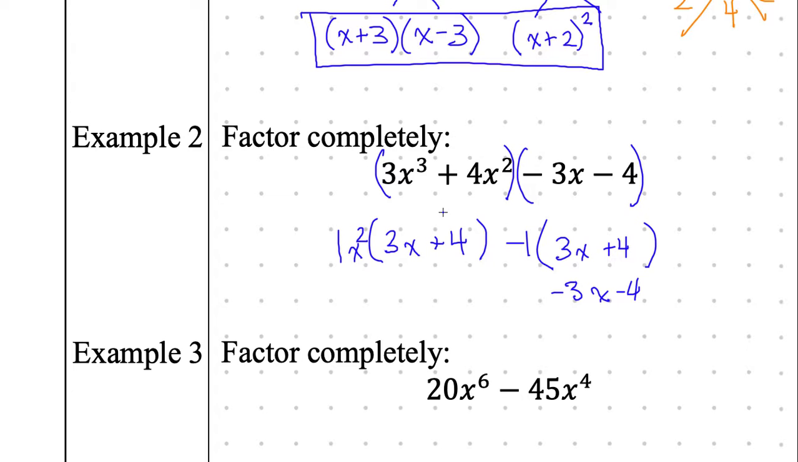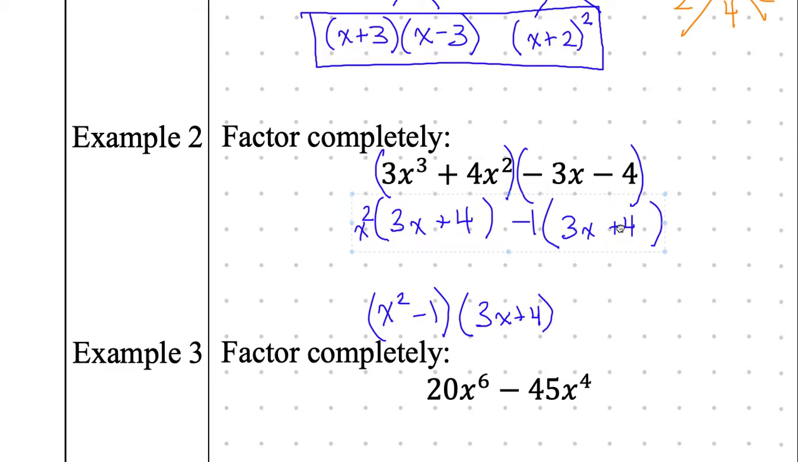All right, Anna, can you finish that off for us? So then you do x squared plus x squared minus 1. Then you do 3x plus 4. Perfect. So I'm going to pause right there and make sure that everyone can see what happened.